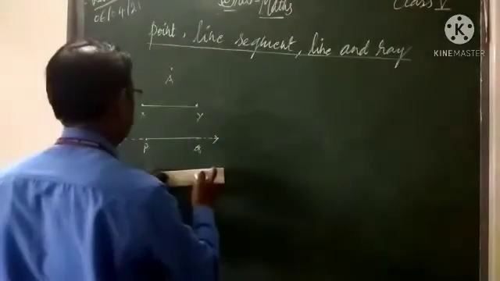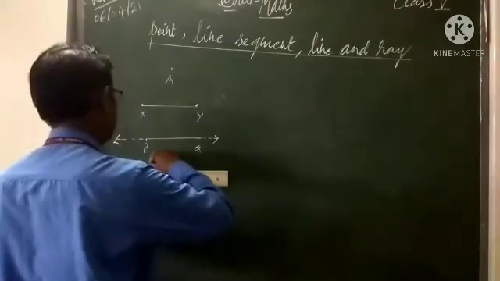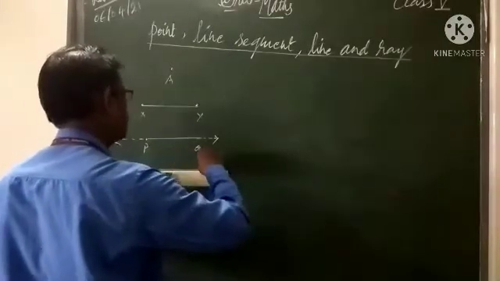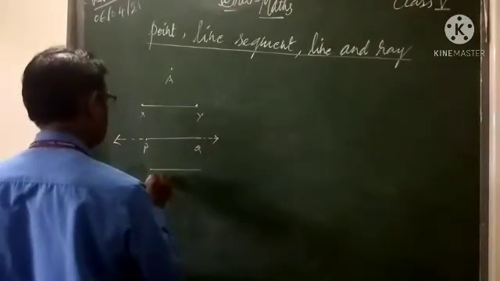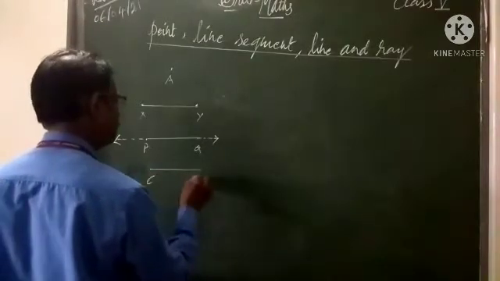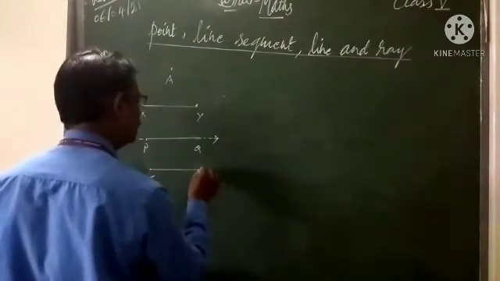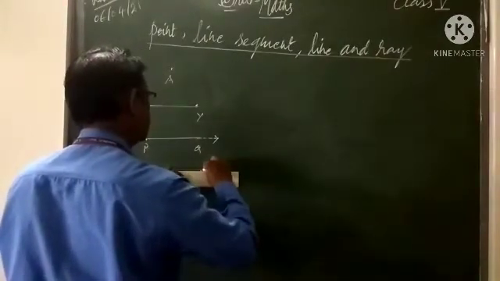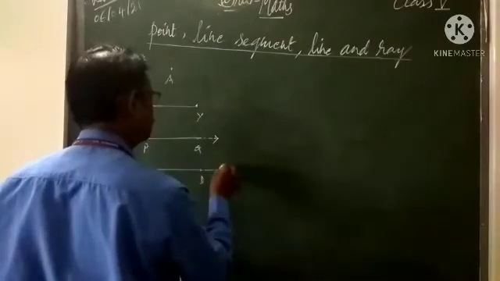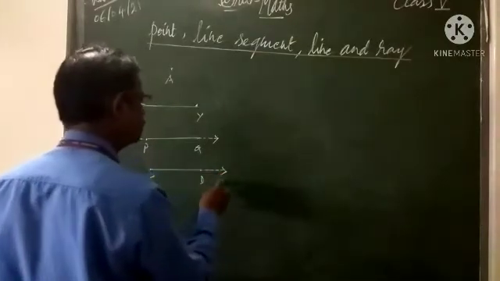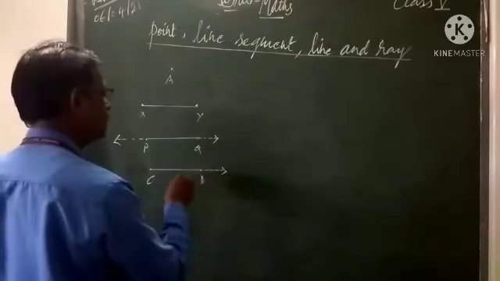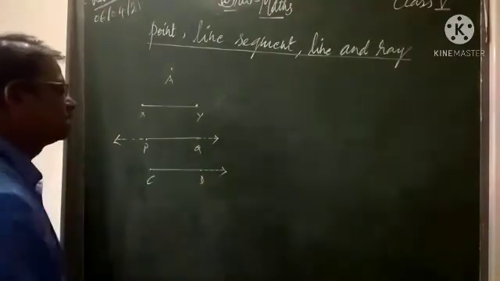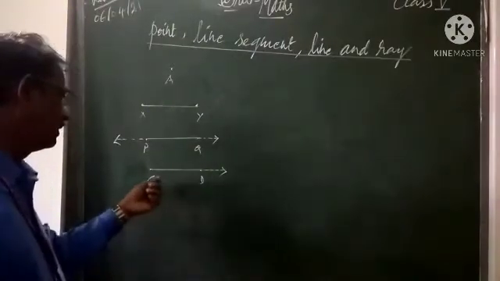Now ray, the last one. Ray means what? Ray is also a part of line only. This is a line segment. Okay, I took here point C and point D. Now I am extending this line segment in only one direction, any one direction. Now only one arrow is present. CD line segment is extended in one direction and an arrow is present. That's why CD is called what? Ray.